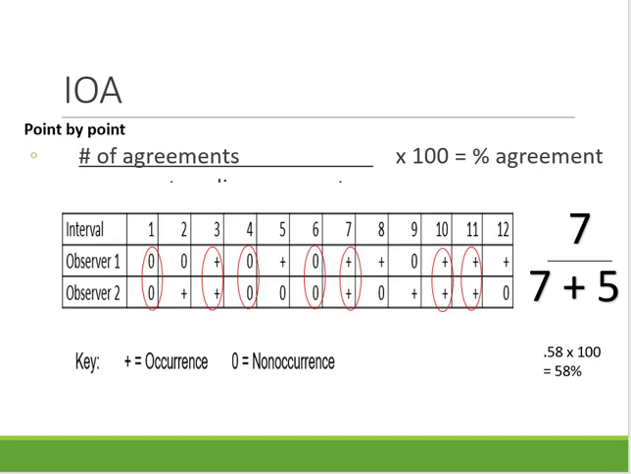In this example on the screen, we have Observer 1 and Observer 2 rating the occurrence and non-occurrence of a behavior in 12 intervals. On the screen, we have 7 agreements and 5 disagreements. Using point by point, we can calculate an IOA of 58%. With this data, we should revisit the behavior, ensure that it's operationally defined, and retrain the observers, because we strive for inter-observer agreement to exceed 80%.